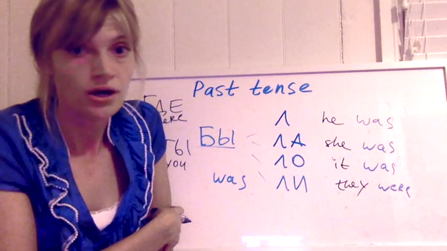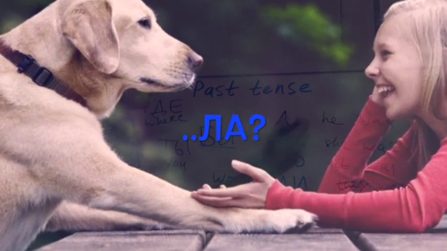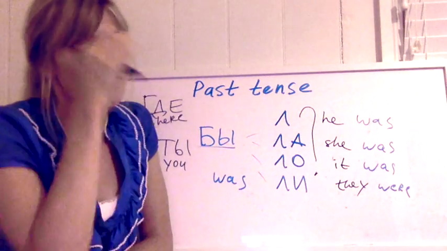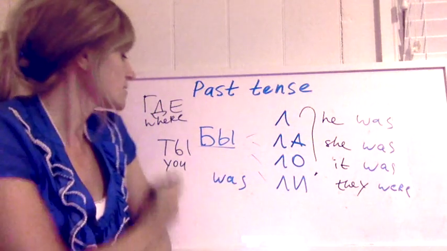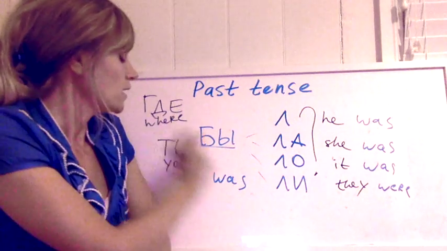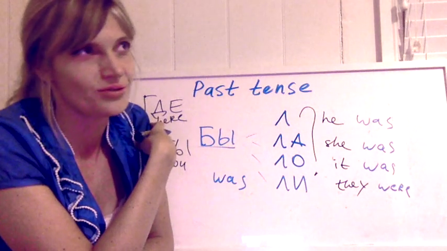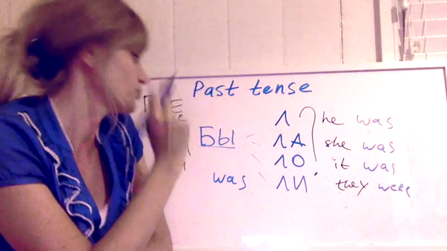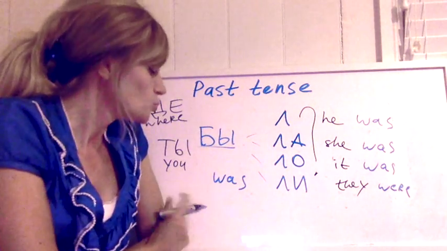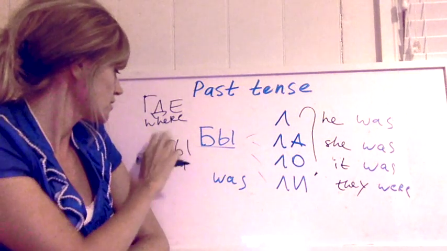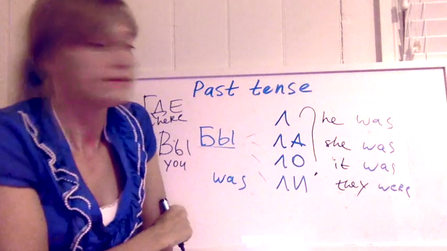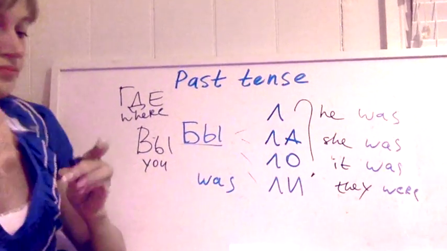If you're asking a girl, где ты была? Question mark. Где ты была? Where were you? If you're asking a male, you would ask, где ты был? If you're asking a neutral gender, which is beer, for example, пиво, где ты было? And plural or polite version, instead of ты, we will use вы. Где вы были? Хорошо.